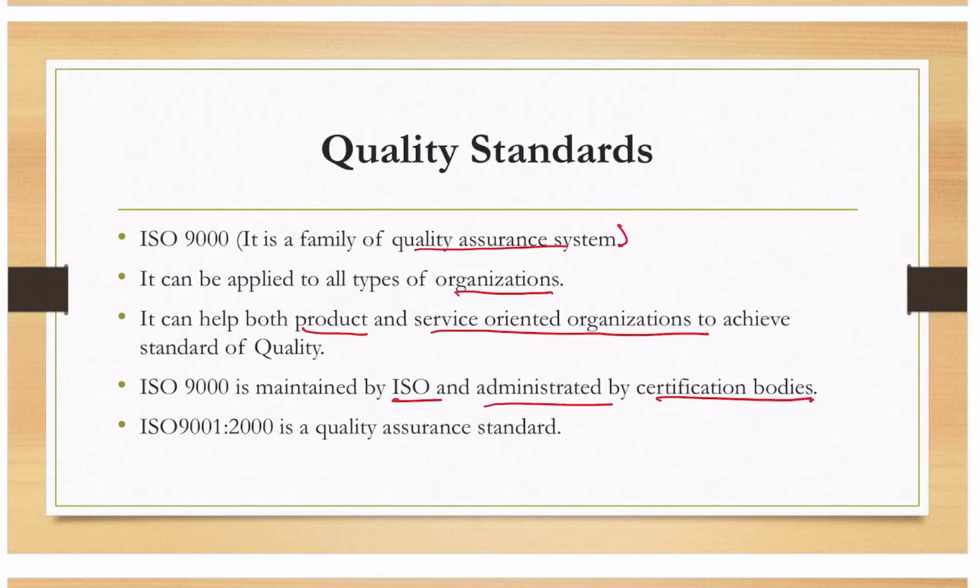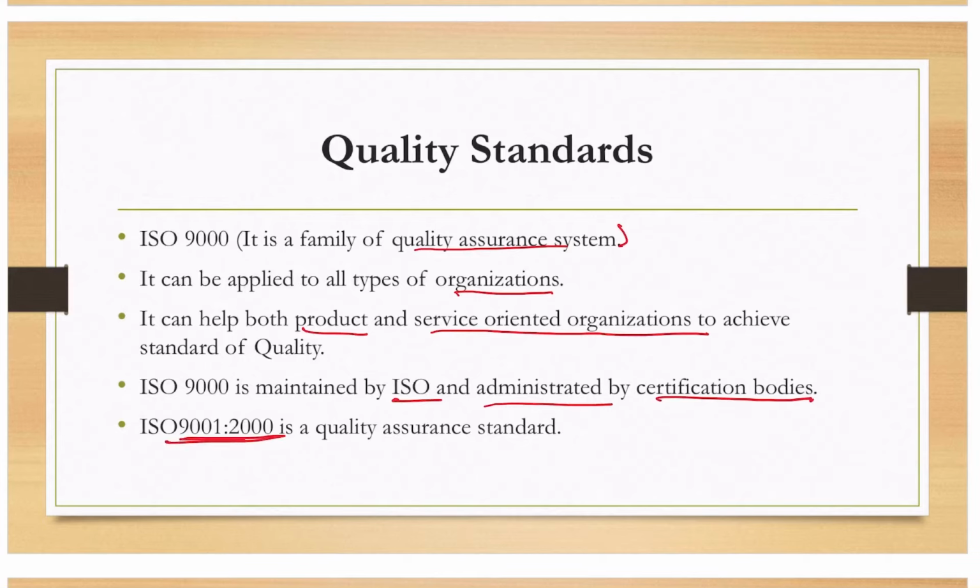For example, on products we see the hallmark, that is ISO. So it is a certified body. That's why we can use ISO as a hallmark on every product. Basically, the standard we use in software engineering is ISO 9001:2000.